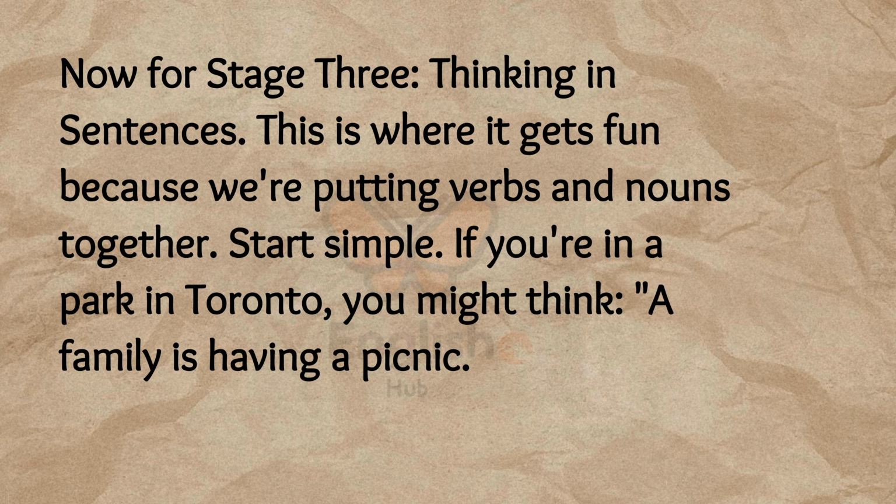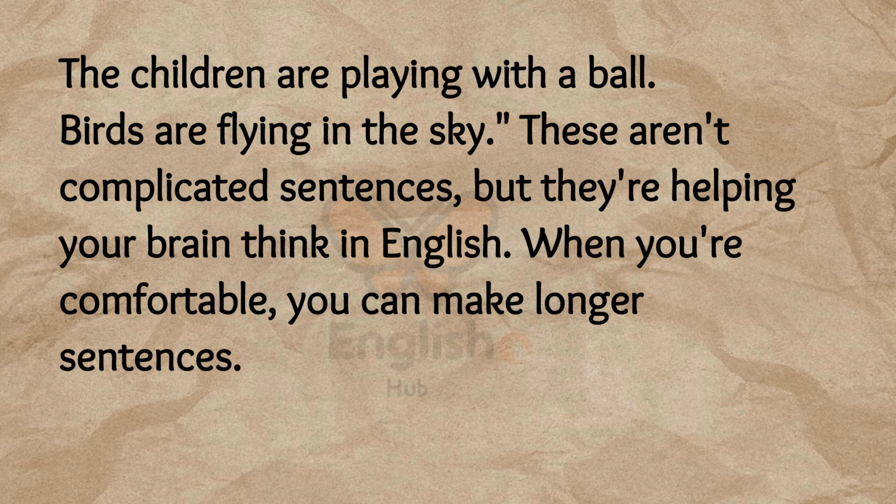Now for stage 3, thinking in sentences. This is where it gets fun because we're putting verbs and nouns together. Start simple. If you're in a park in Toronto, you might think, a family is having a picnic. The children are playing with a ball. Birds are flying in the sky. These aren't complicated sentences, but they're helping your brain think in English.